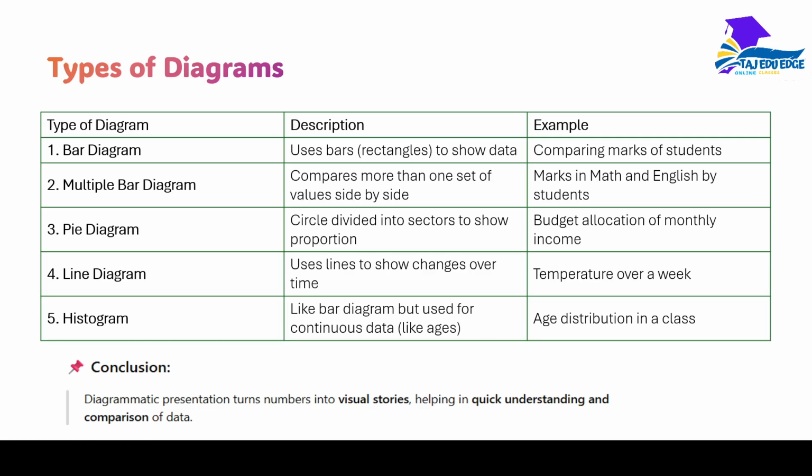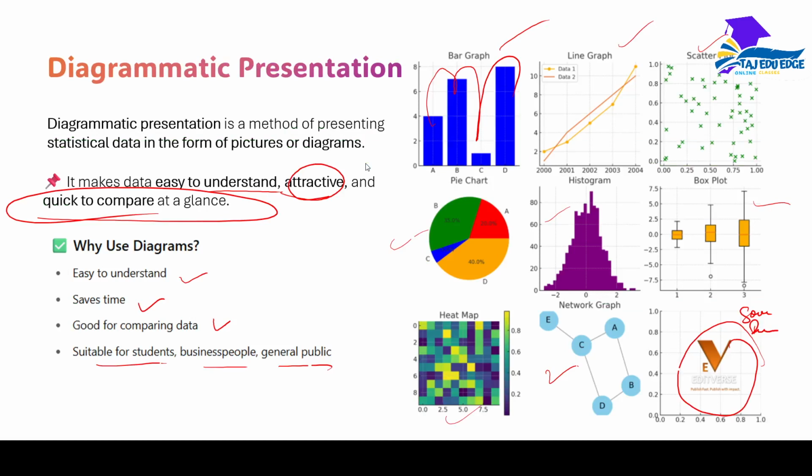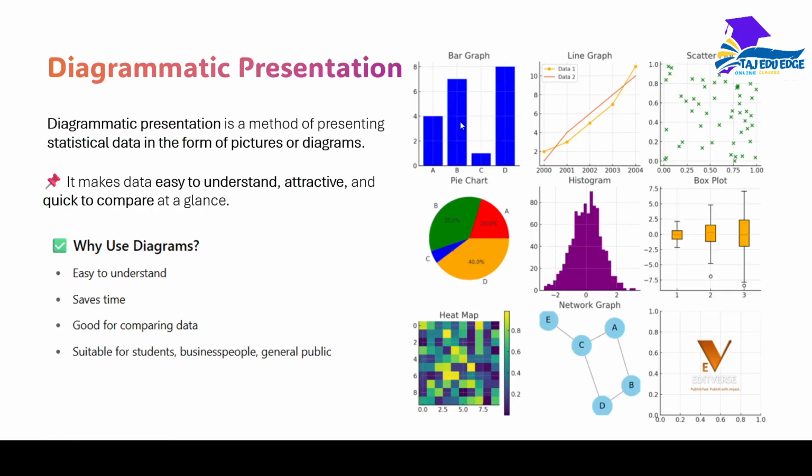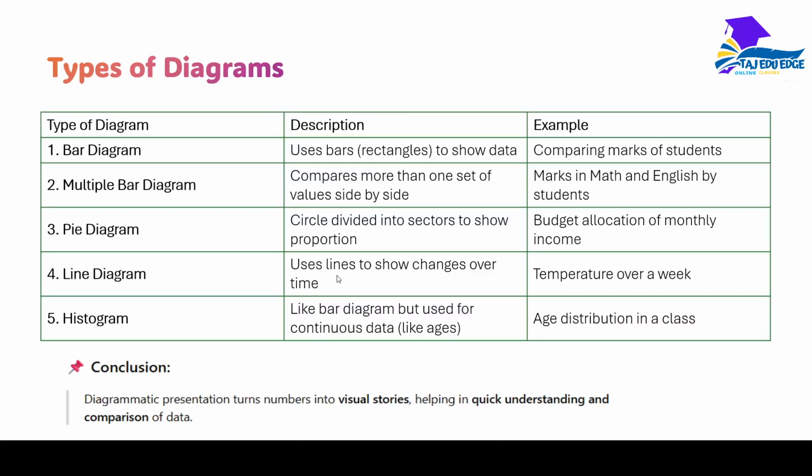We do have different types of diagrams. The types of diagrams are bar diagram, multiple bar diagram, pie diagram, line diagram and histogram. As you have already seen in the previous image, you are seeing the different types of diagrams, right? So the first one here is a bar diagram, bar graph we call it. In bar diagram also we do have various types of bar diagrams, which we'll be discussing in the next video.